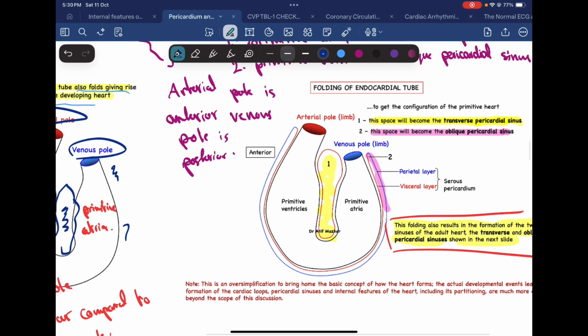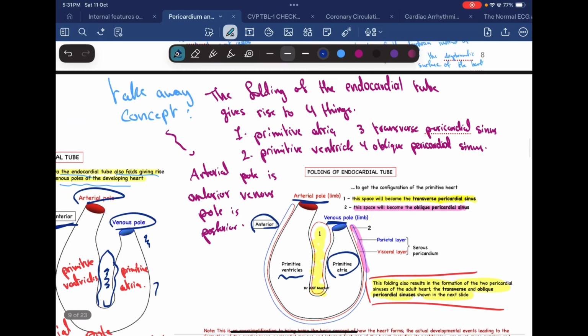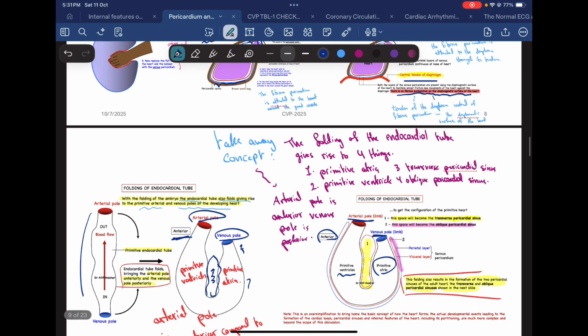Here's the picture again, but with labels. Primitive ventricle with the anterior pole, arterial, not anterior, it's on the anterior surface. You have the venous pole, which has the primitive atria, and we have some takeaway concept from here because there's a lot of information, a lot of pictures. It's a bit confusing, so I made it simple.